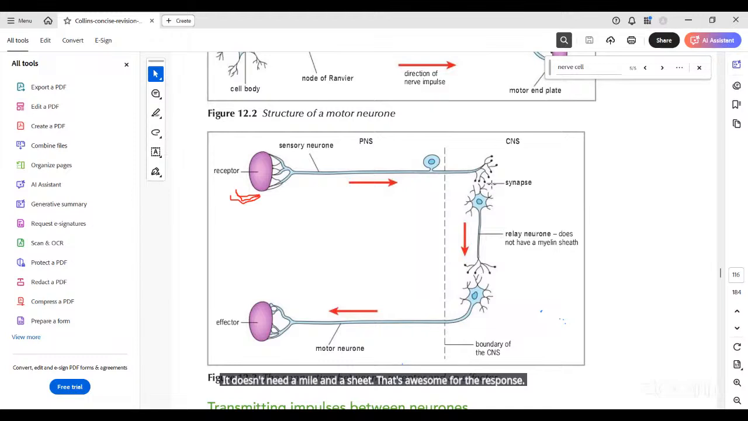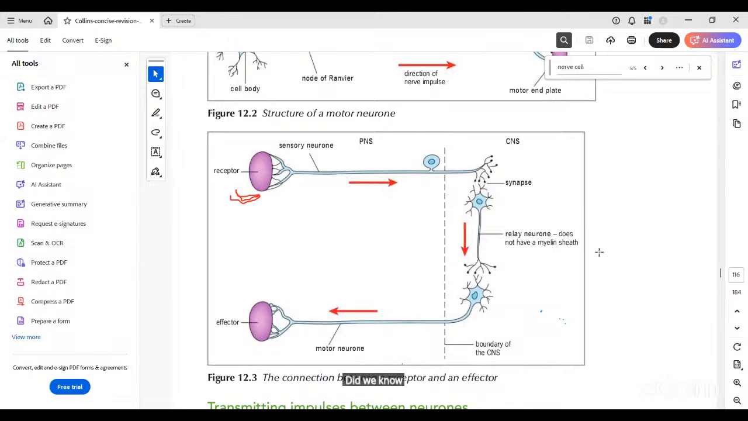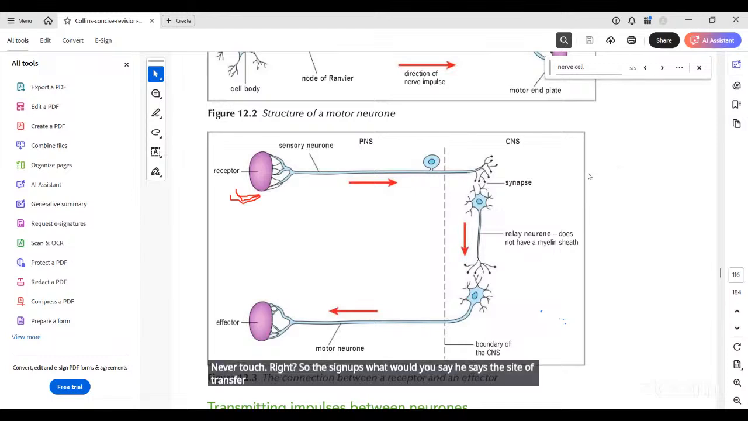Yes. What's a synapse though? And this is very important to note that nerve cells never touch. Did we know that? It makes sense that they wouldn't touch. Never touch. Right? So the synapse, what would you say? You say it's the site of transfer. What's a synapse? Or the synapse, some people say it. Call it synapse.